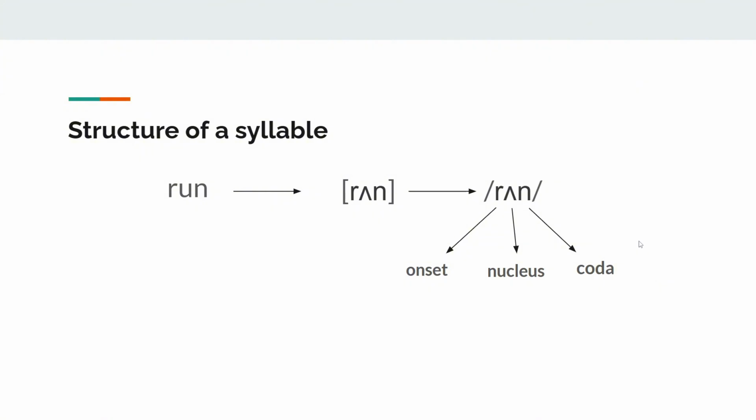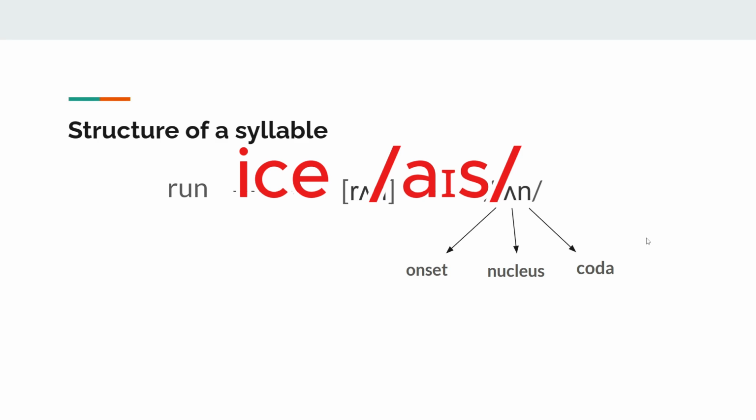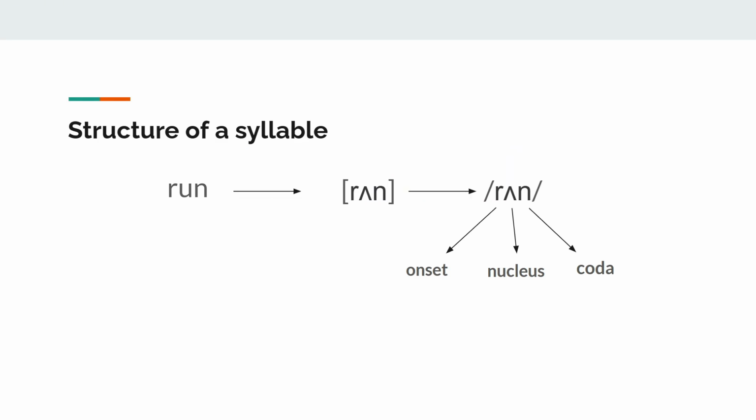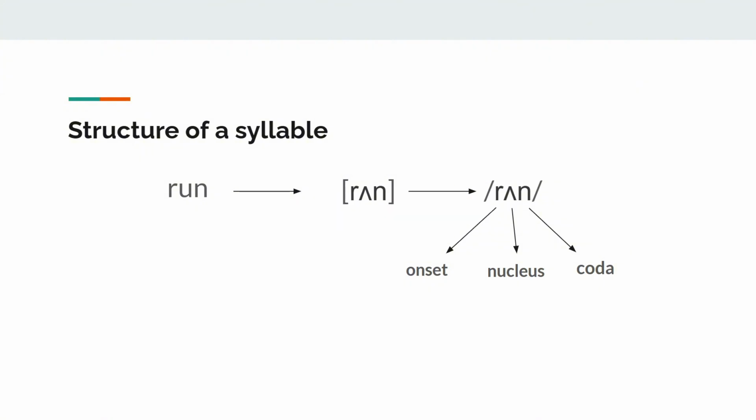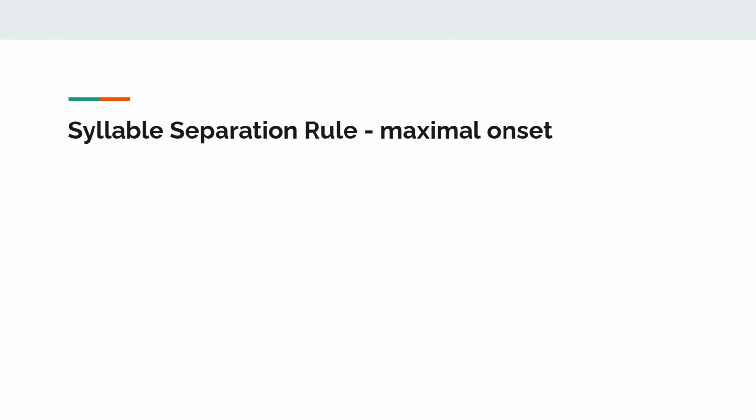And of course, you see syllables without onset. For example, ice. It doesn't have a consonant in the onset position. And there are syllables without coda. For example, see. It doesn't have a consonant at the end. And of course, there are syllables only with a nucleus. Well, let's say the personal pronoun I. It only has a nucleus.